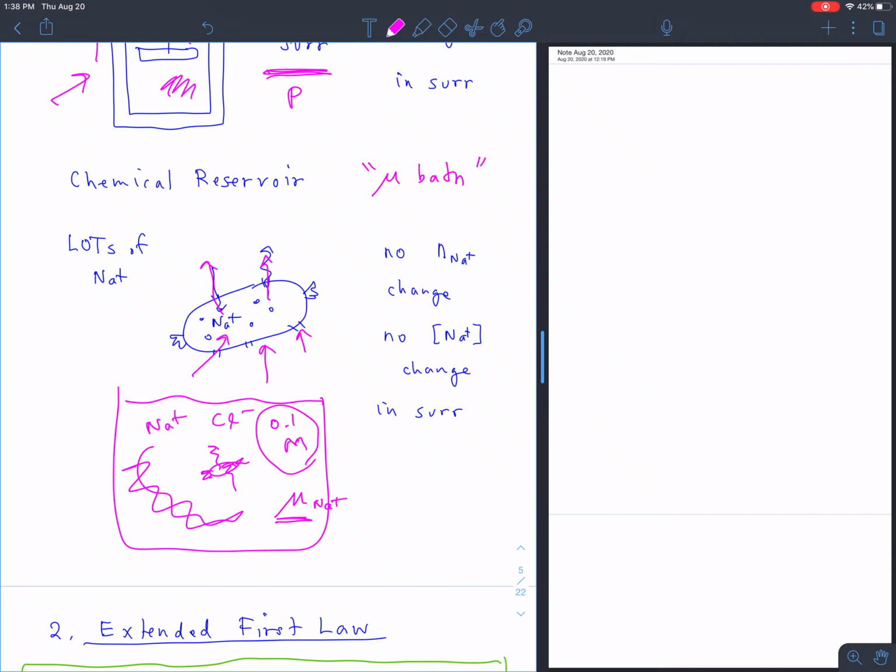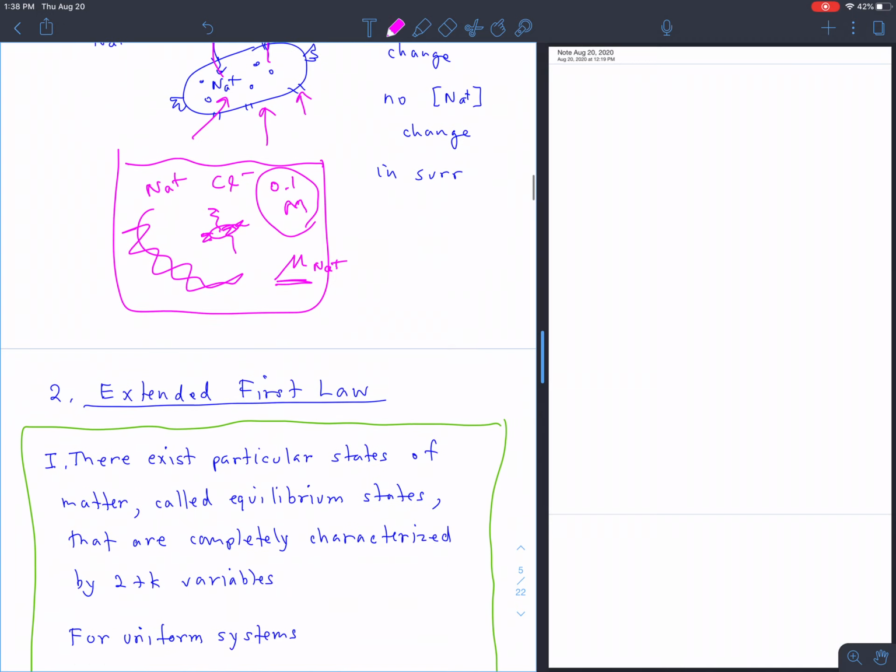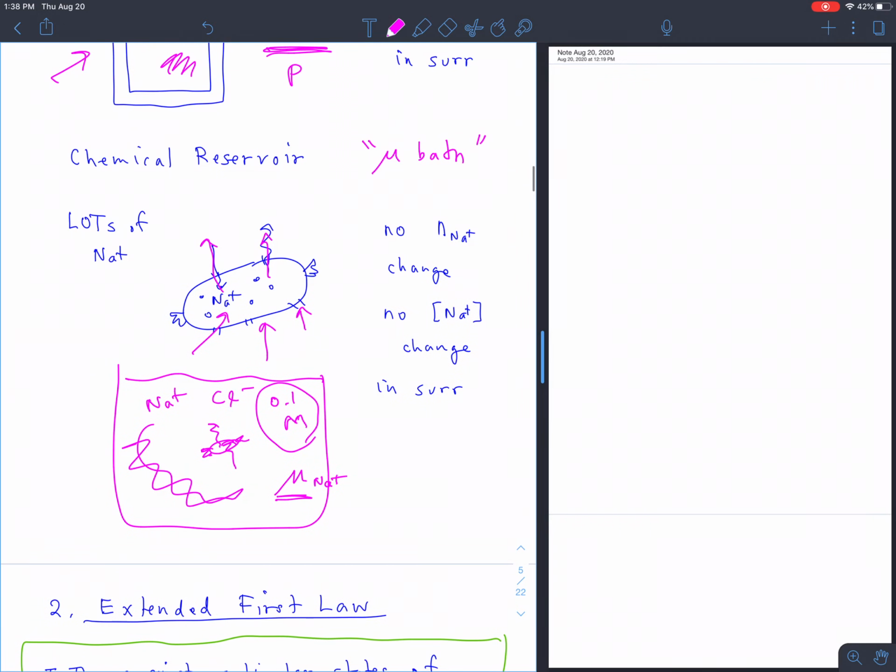So those are three different kinds of baths. You can have combinations of them, of course. You can have temperature and pressure baths both. You can have temperature and chemical potential, but not pressure, and so on. There are all different combinations of different kinds of baths that you can possibly have. All right, that's sort of the most basic stuff.